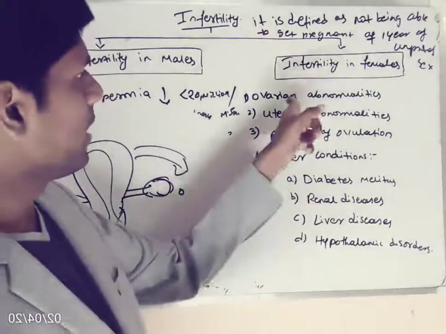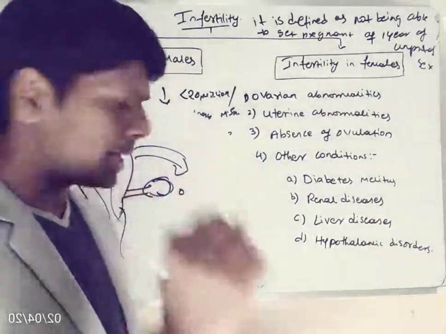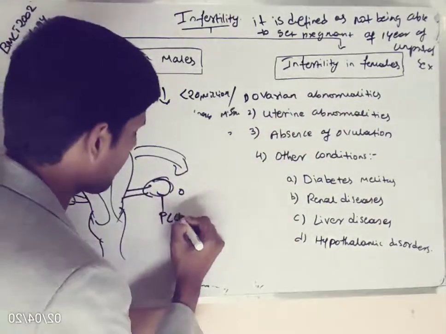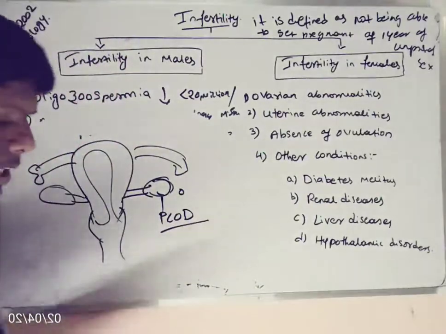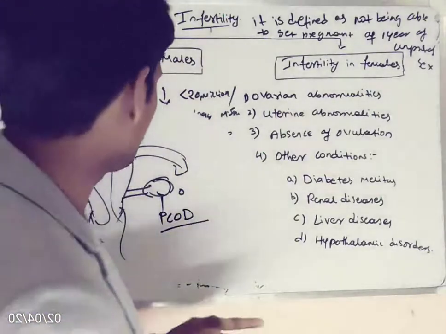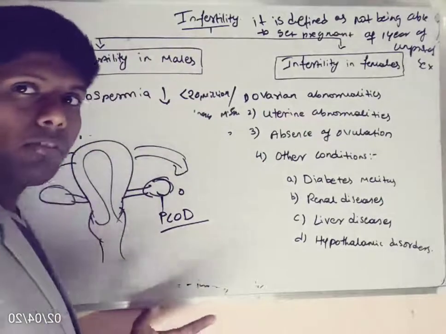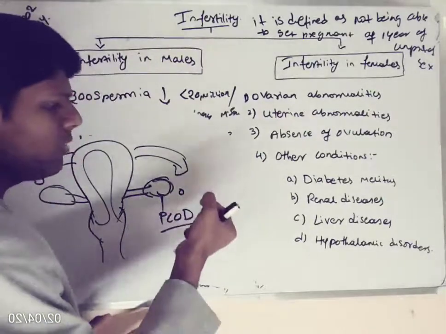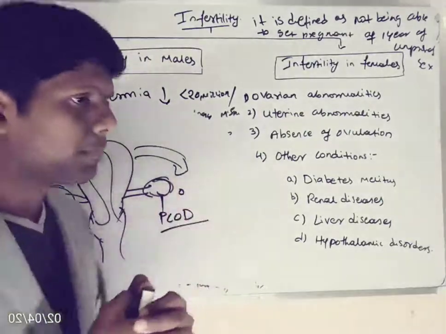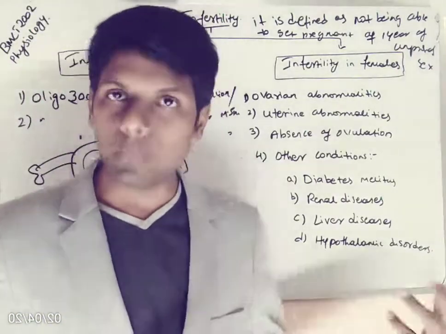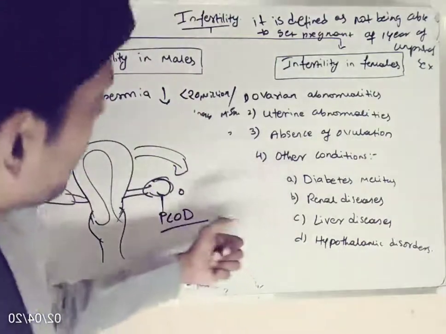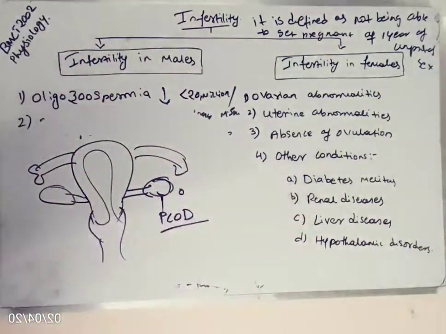So the first one is ovarian abnormalities. One best example is PCOD or PCOS. Polycystic ovarian disease or polycystic ovarian syndrome is a condition where the female develops tiny water sacs within the ovary, and that results in a precancerous condition and she can't bear a baby. So PCOD is one of the ovarian abnormalities where a woman will become infertile.